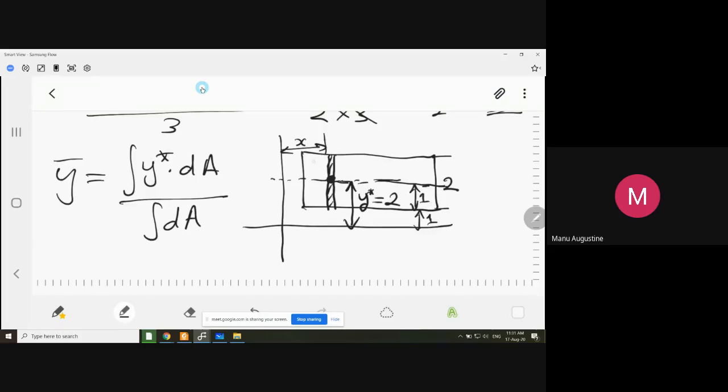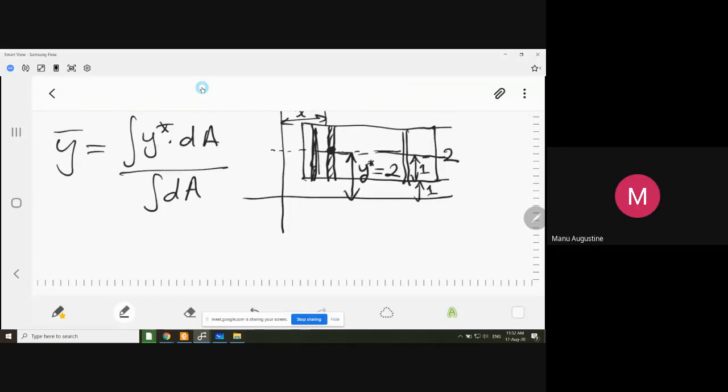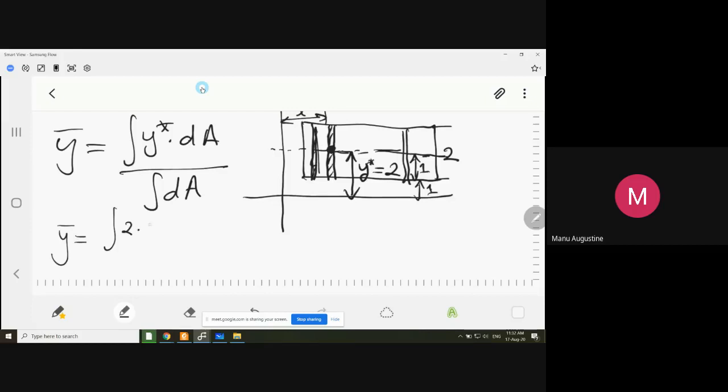And if you keep on taking different strips from left to right, do you think that y star will change, or will y star remain the same for all the strips? I take a strip here, I take a strip here, it will remain the same, sir. So y star is constant in this equation. Okay, so now I substitute y bar is equal to integral y star, which is always 2, multiplied by dA.